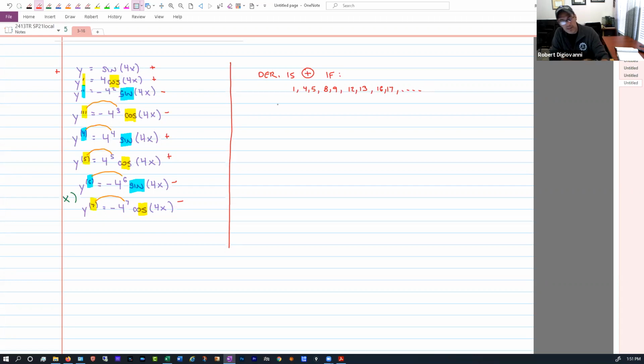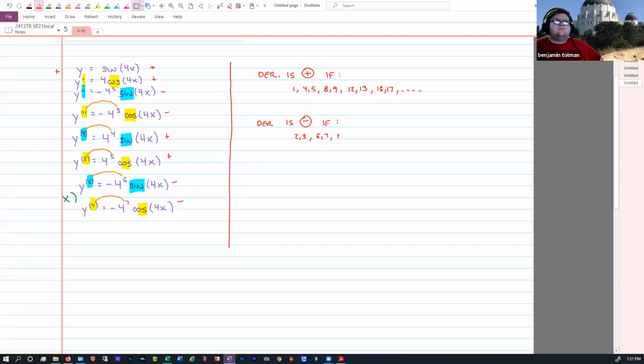Now let's figure out when the derivative is negative. That's the second or third derivative, then the 6th and 7th, then 10, 11, you skip again, then 14, 15. Do you all understand what we're doing here? We're just making a list of when it's positive and when it's negative.